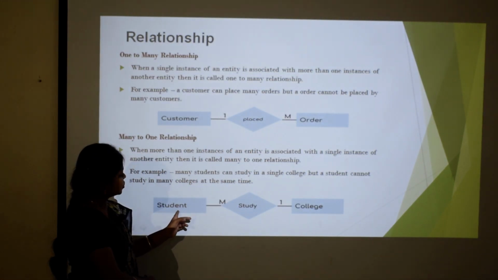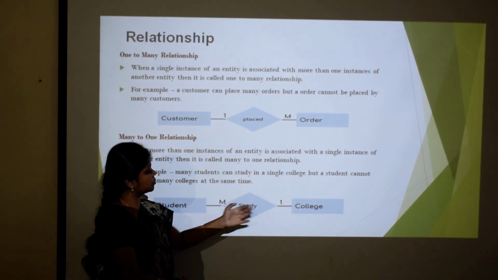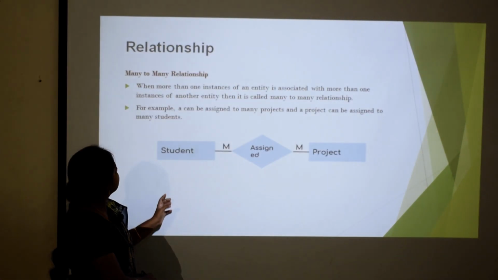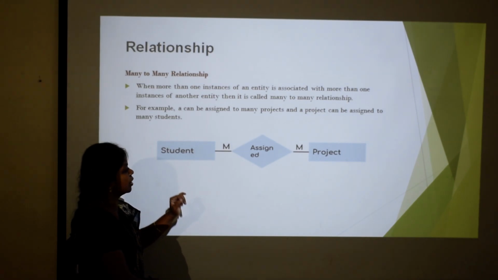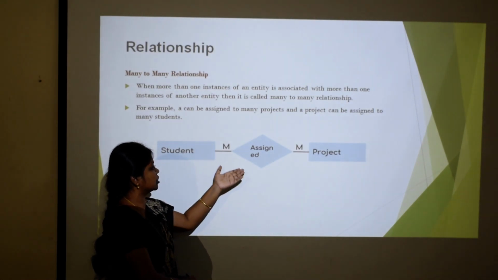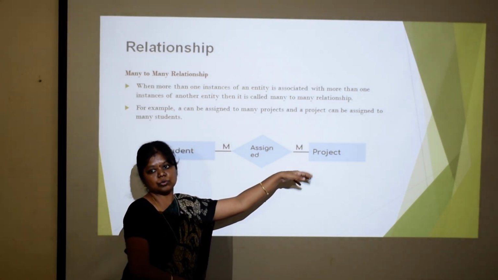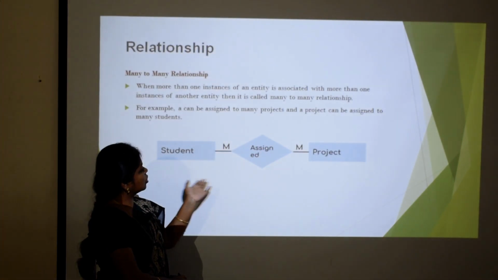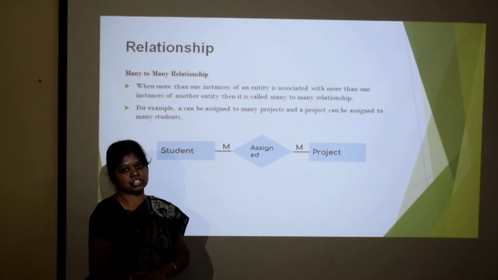And next, many students can study in one college. So that is a many-to-one relationship. And at last, a many-to-many relationship: I am assigning projects to students, so many students are assigned to many projects. So these are the concepts regarding the entity relationship diagram.